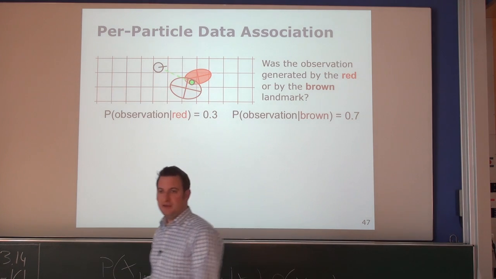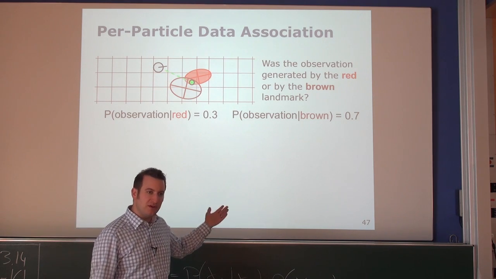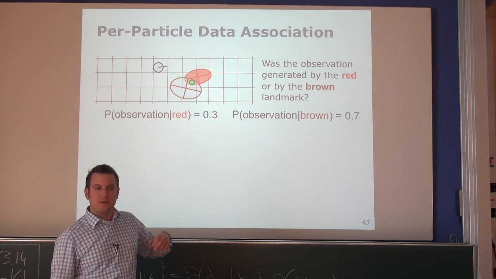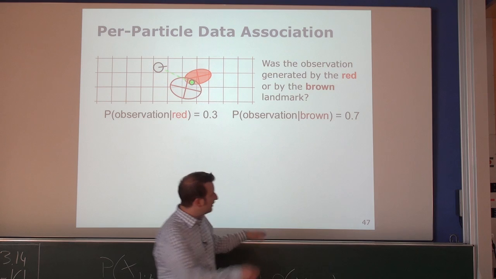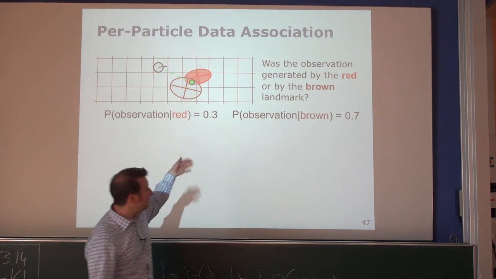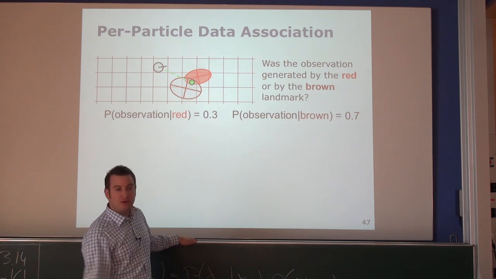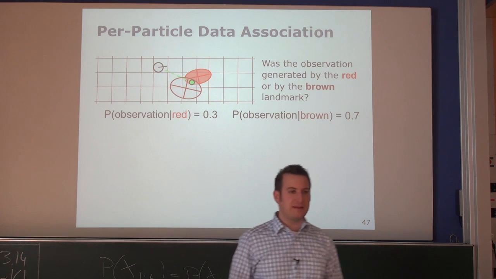But in this situation, I can actually sample it. Just say, okay, I don't know which one it is. I just draw one landmark with a probability that is actually given by the individual probabilities. So if I would sample here 10 times, 7 times I would draw the brown data association, 3 times I would draw the red data association.